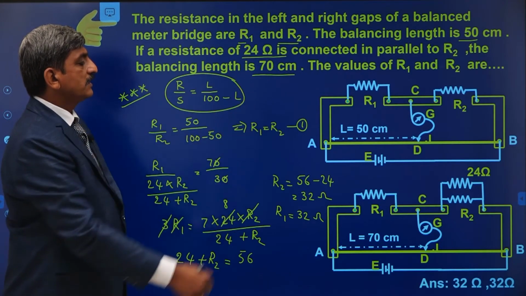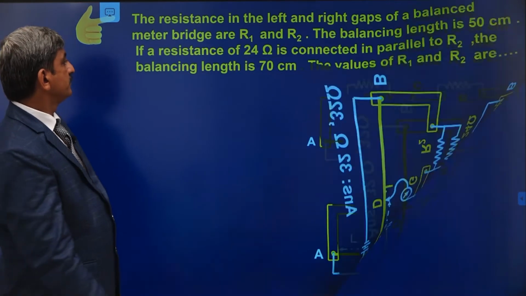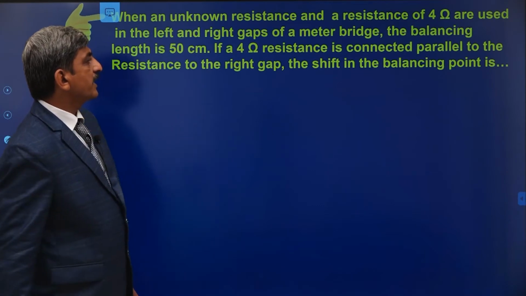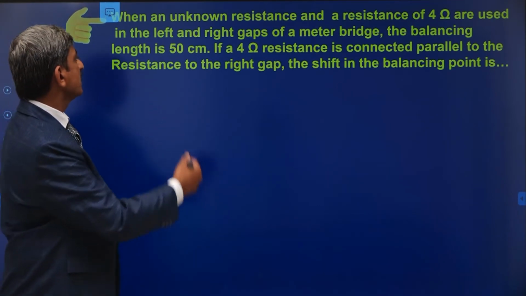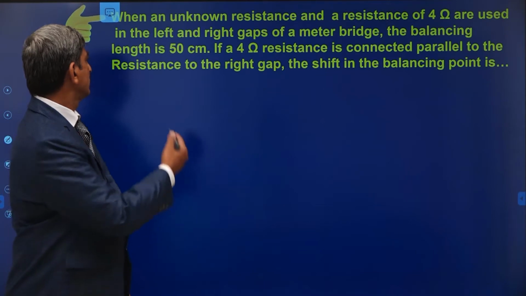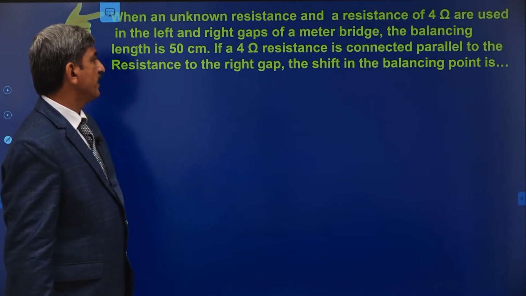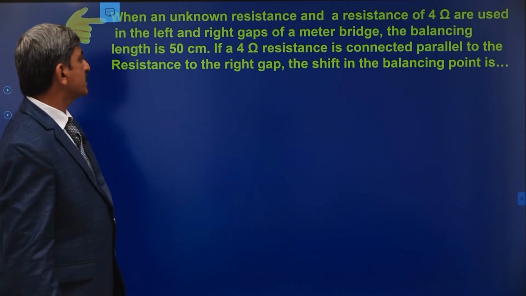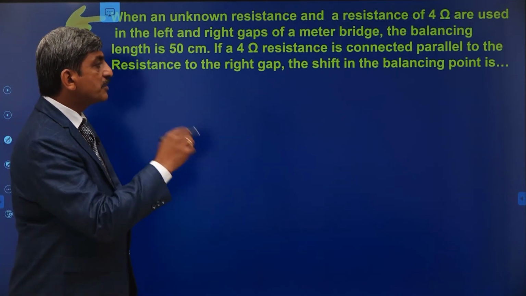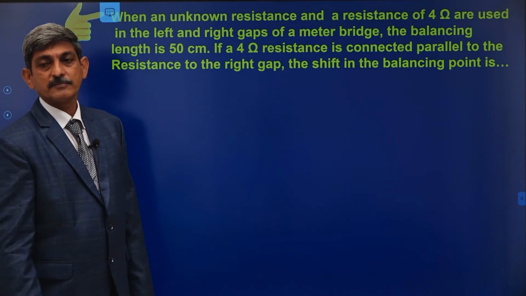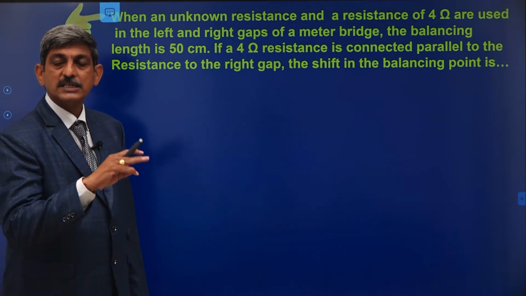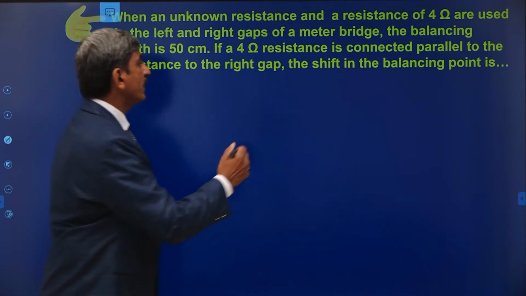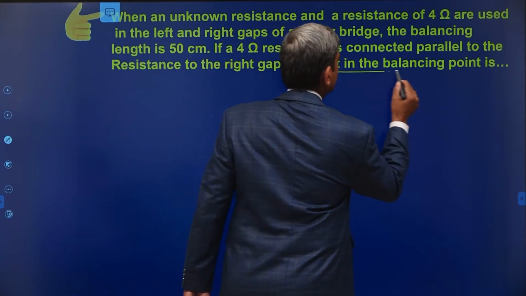Now see another problem. When an unknown resistance and a resistance of 4 ohms are used in the left and right gaps of a meter bridge, the balancing length is 50 centimeters. If a 4 ohm resistance is connected parallel to the resistance in the right gap, the shift in the balancing point is dash. See this problem: in the previous case, R1, R2 values are required, whereas here we want to find out the shift in the balancing point.